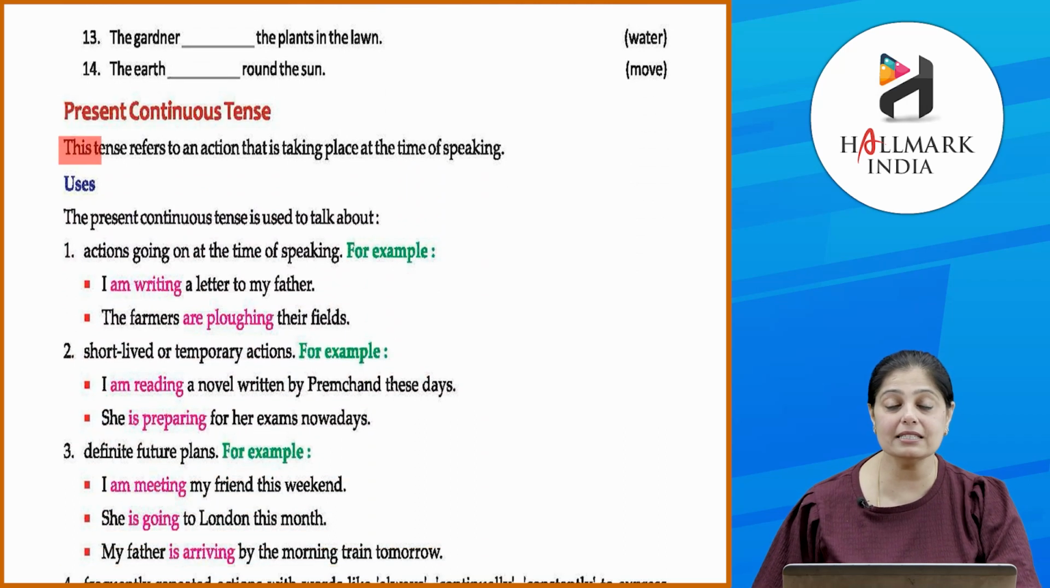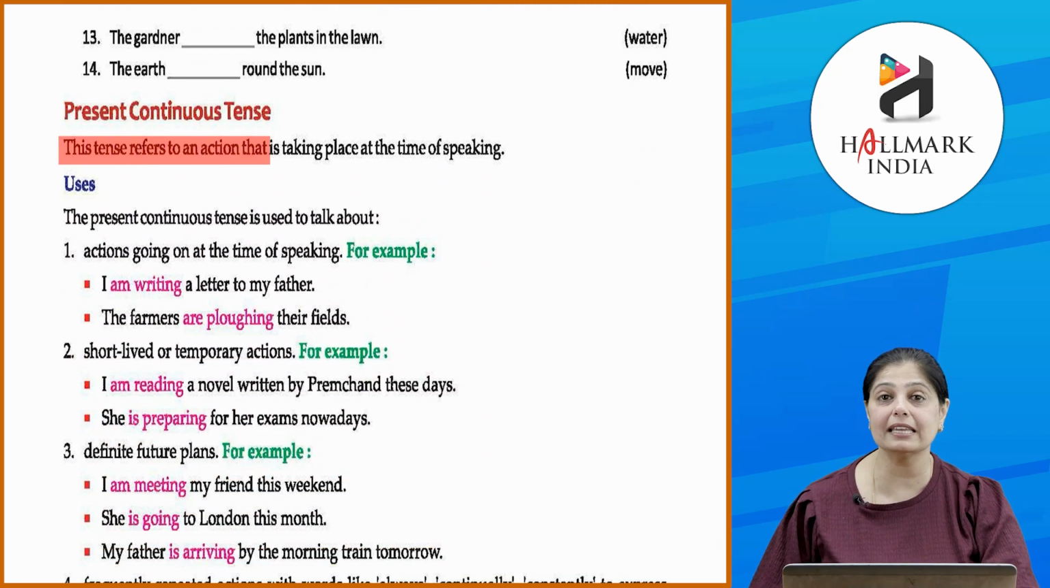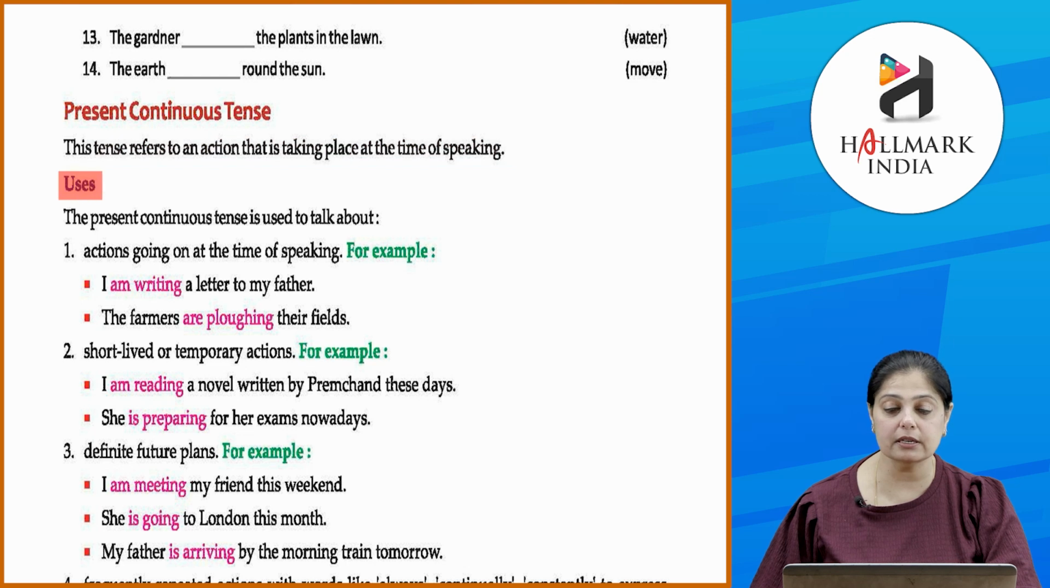Okay, this tense refers to an action that is taking place at the time of speaking. Let's look at the uses. The present continuous tense is used to talk about actions going on at the time of speaking. For example, I am writing a letter to my father. The farmers are plowing their fields. So, this action is happening at the time of speaking.